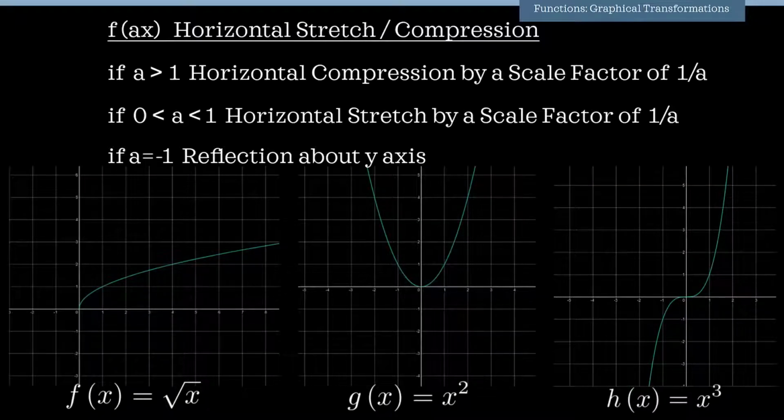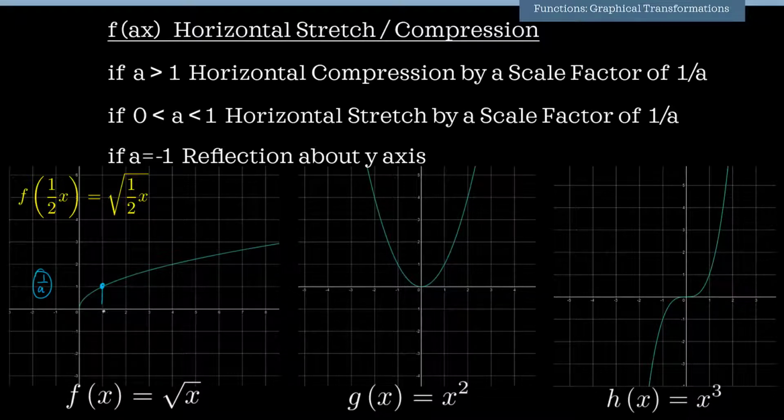Now let's look at the second case when the value of a is less than 1. Let's say that the value of a is 1 upon 2. 1 upon 2 is less than 1, so we know that the graph is going to stretch horizontally. On this graph of f of x, this point which has the x coordinate of 1 and the y coordinate of 1 is going to move away from the y-axis by a scale factor of 1 upon a. The y value is going to remain the same, and since it's a horizontal stretch, I'm going to multiply the x coordinate by 1 upon a.